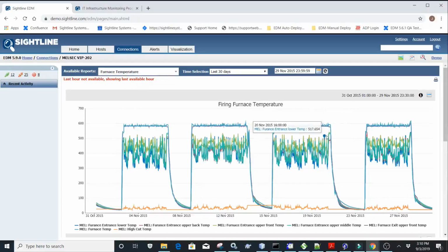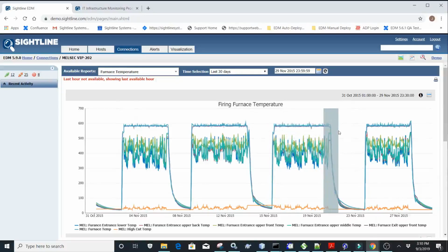Even without knowing the story, we can see that there is a pretty big gap in some of the different temperature gauge readings within the furnace itself. These are all different areas within the furnace: entrance, lower temp, upper temperature, things like this. Even if I don't know, I see there's a huge gap right here.